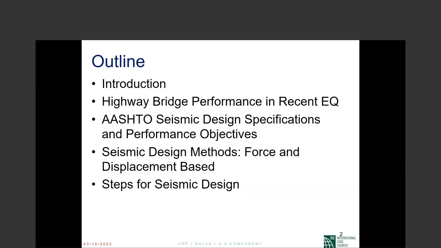And when we have an earthquake, that really gives us the opportunity to see the behavior of the bridge at a system level. That is the real deal, where we know how the details and the design of the bridge perform in real life. The second thing I will talk about is the AASHTO design specifications and the performance objectives. And then we will talk about the design methods. We have two methods for the design: force-based and displacement-based. And then I will outline for you the steps for the seismic design.